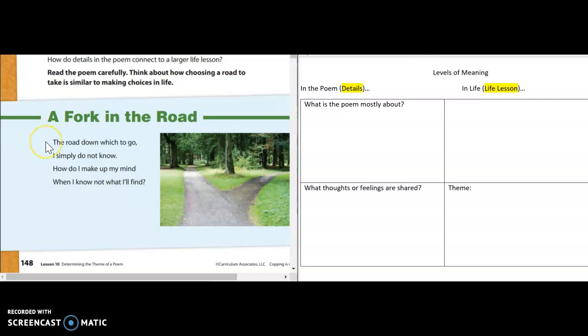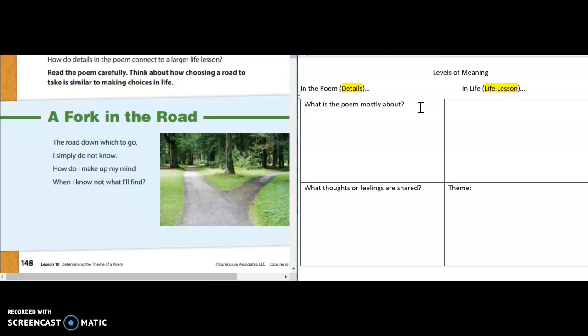And now that we've gotten past the elements of poetry, I want you to think about what this poem is mostly about. So let's read it again. The road down which to go, I simply do not know. How do I make up my mind when I know not what I'll find? Now we're going to go over here. So what is this poem mostly about?